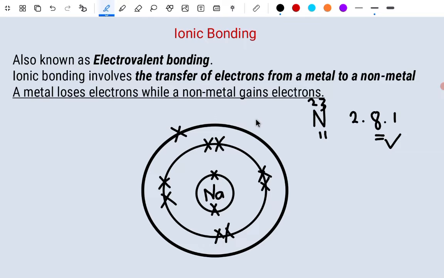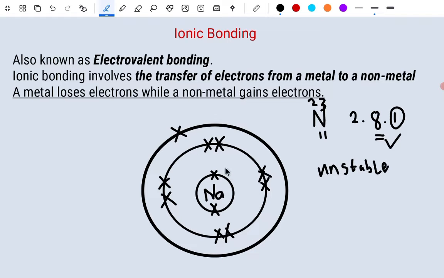Before I go into bonding, I want us to understand first why these atoms are trying to bond with each other. The reason is this: the fact that this element sodium has an extra electron, just one, outside the shell makes this atom very unstable. This atom is unstable because of that one electron which is outside.